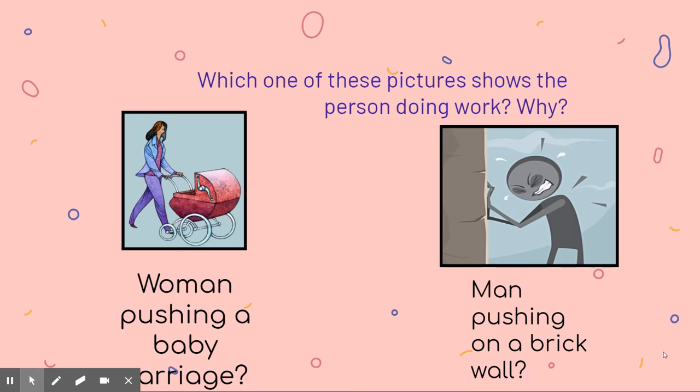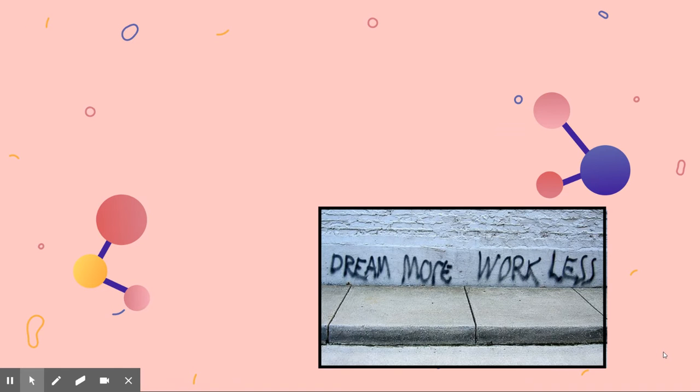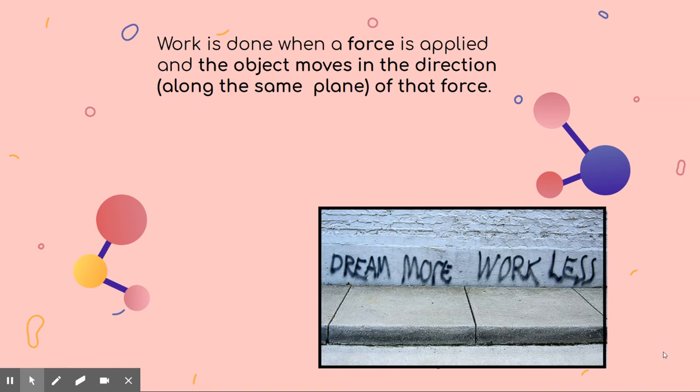She might move 100 meters. But that brick wall is not moving 100 meters. It's not moving at all. So technically, the man pushing on the brick wall is not doing any work, even though it looks like he is and he's trying really hard. By the definition of work, that picture shows no work is being done because the wall is not moving. So again, work is done when a force is applied and the object moves in the direction of that force. That wall was not moving, so no work was done.